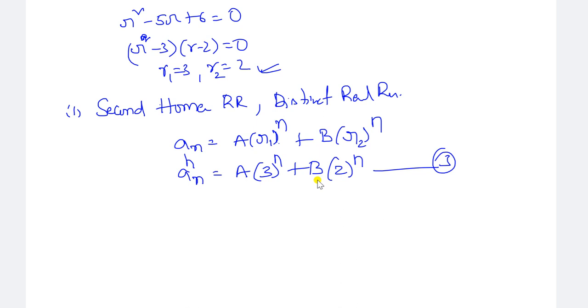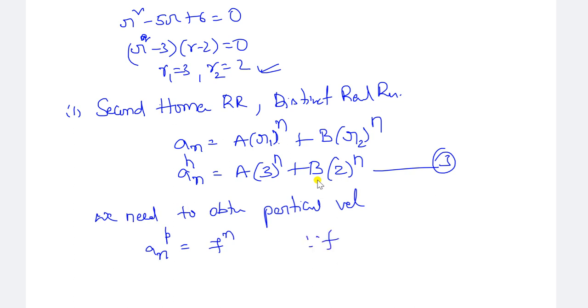Now, what we have to do? We need to obtain the particular value. That is, aₙ^(p) equal to what? 7ⁿ. So, here f(n) is equal to 7ⁿ. That means rⁿ, that means r is equal to 7.